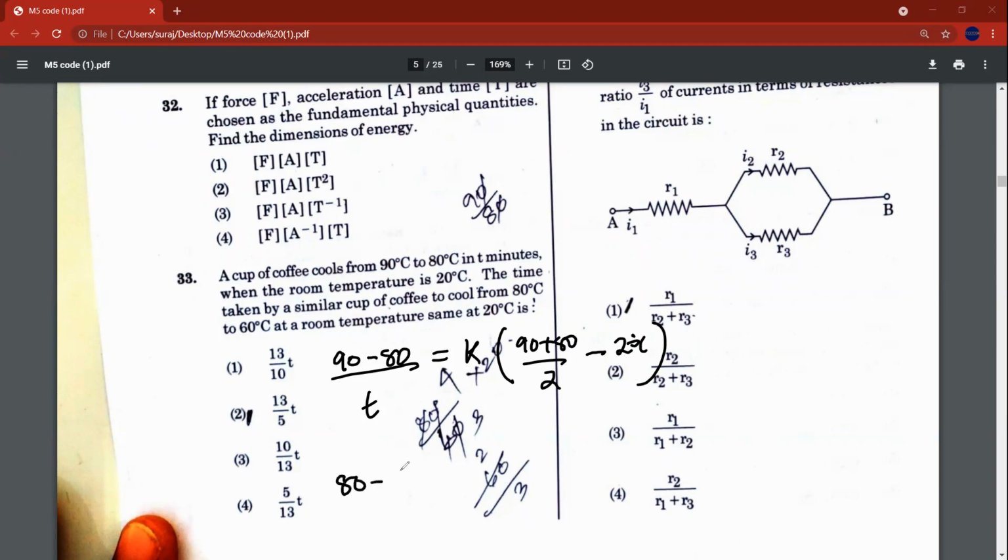Again, it is to cool from 80 to 60. That means 80 minus 60 by T equal to K. This is T1 time, this is T2 time. T2 time, K, this is 80 plus 60 divided by 2 minus temperature of surrounding 20. Just take a ratio, we'll get T1 and T2. Option 2 will be correct. Next question, 34.